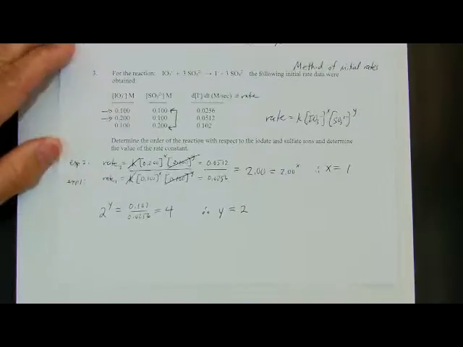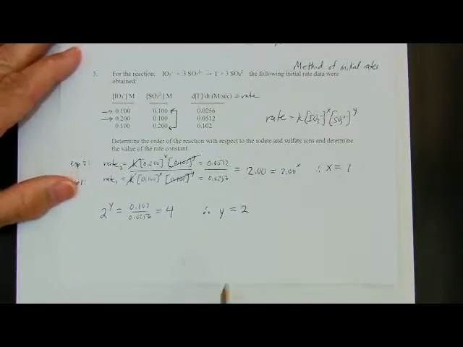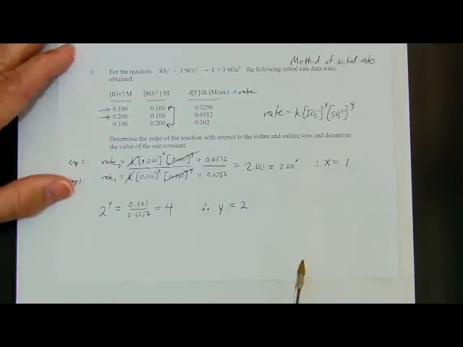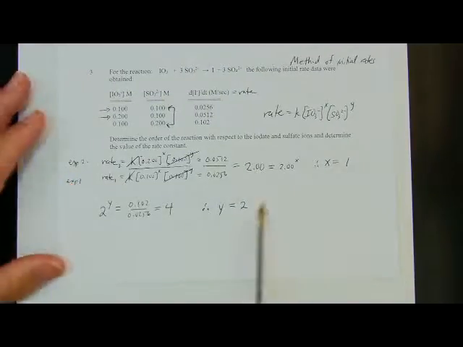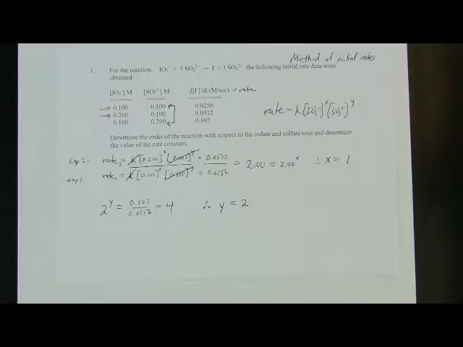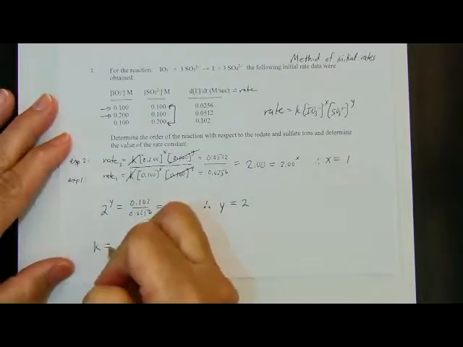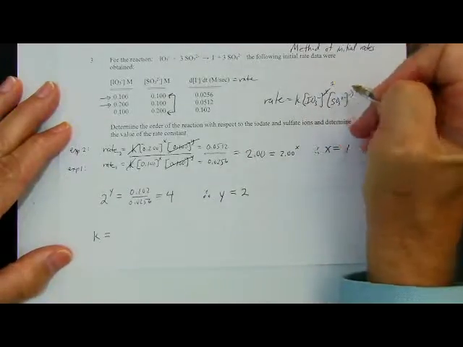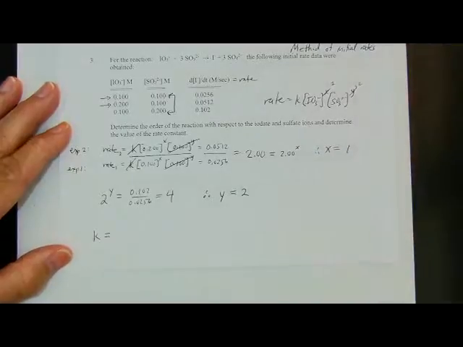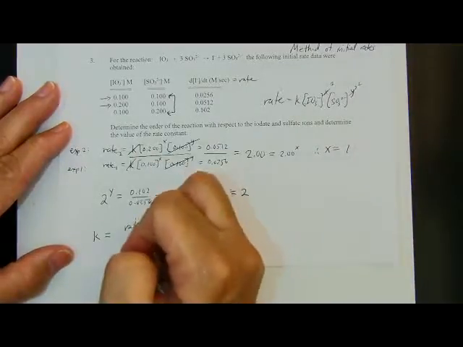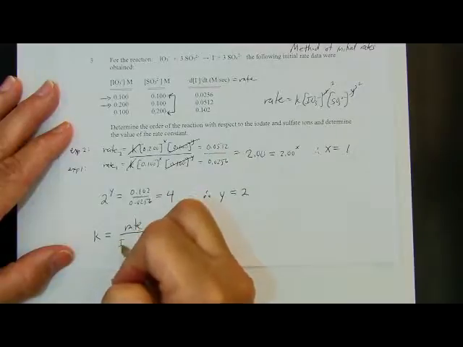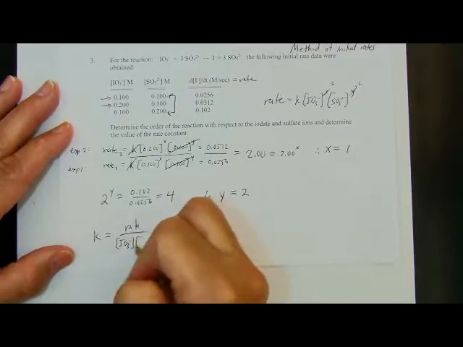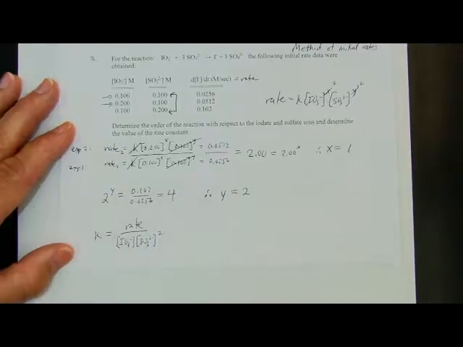Okay? So, there's one other part of this that we have to finish. We've got the exponents, the orders of the reactions, but we also have to determine the value of the rate constant. So how do we determine the value of the rate constant? K is going to be equal to, so now we know that, based on experiment, that x is equal to 1, and y is equal to 2. So K is going to be equal to the rate divided by the iodate to the first power and the sulfite to the second power.